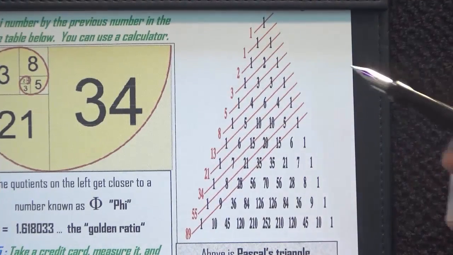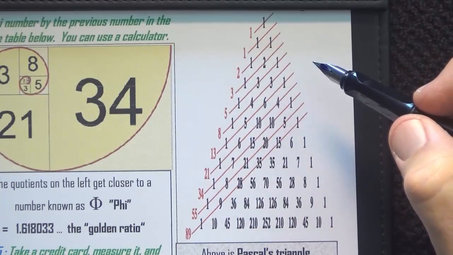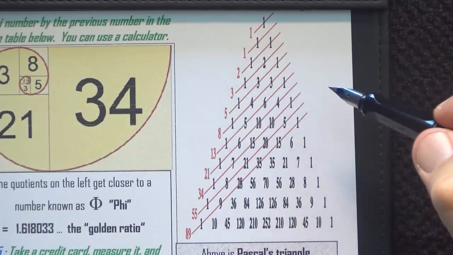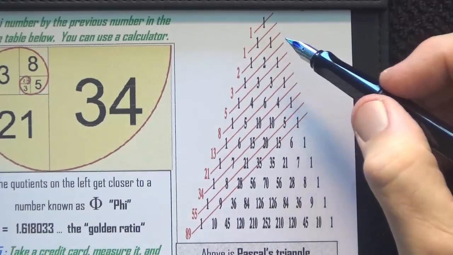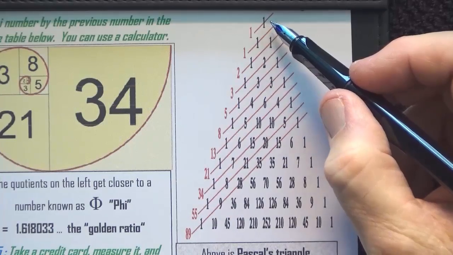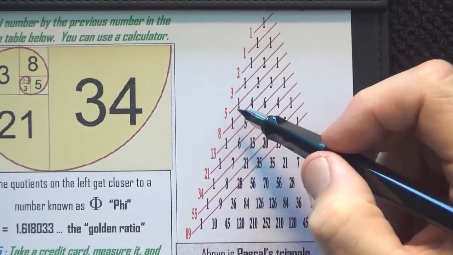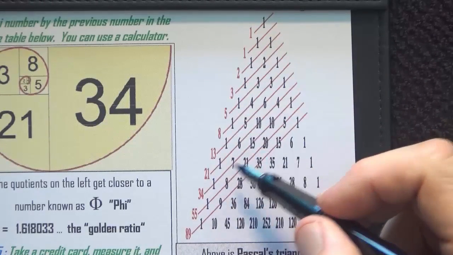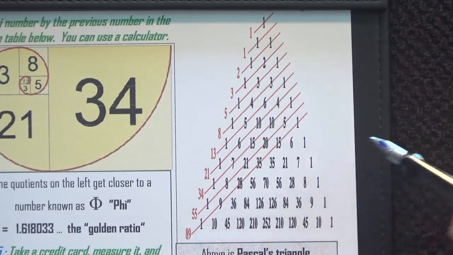On the right of the worksheet, you'll find Pascal's triangle. And among other number sets that can be found in Pascal's triangle, the Fibonacci numbers are also there if you take the diagonals. 1, 1, 2, 3, 5, 8, 13, 21, 34, 55, 89, and so on.